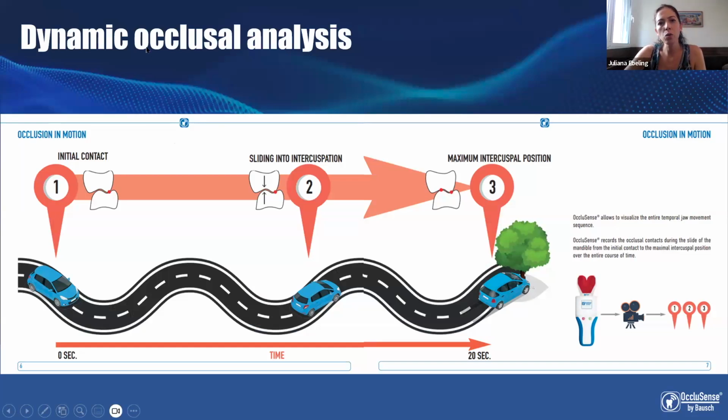OccluSense is the only tool that we have in the clinic that shows us the dynamic of occlusal movement. So I have the initial contact, what is happening, how this movement happened, how these contacts are distributed, and many times we can find, for example, that a tooth that is sensitive is receiving a lot of intensity during most of the movement.